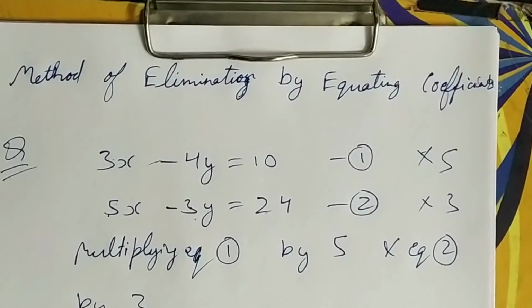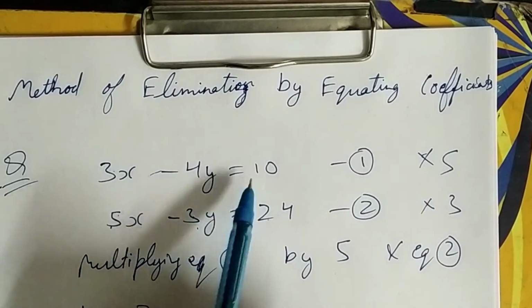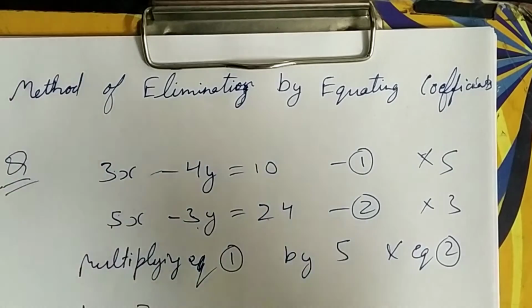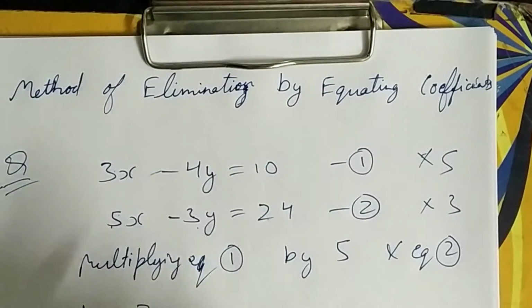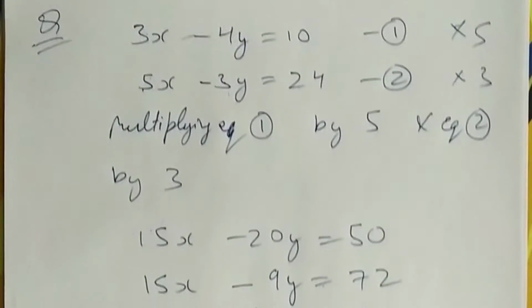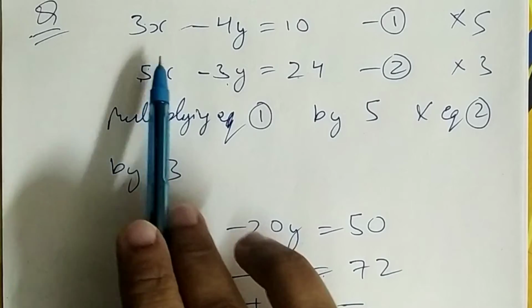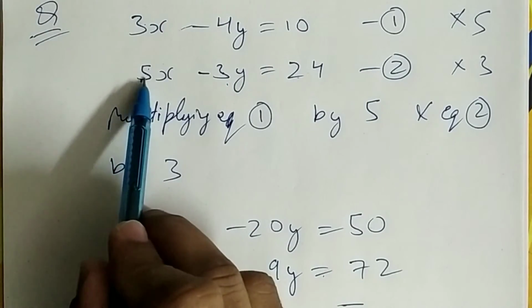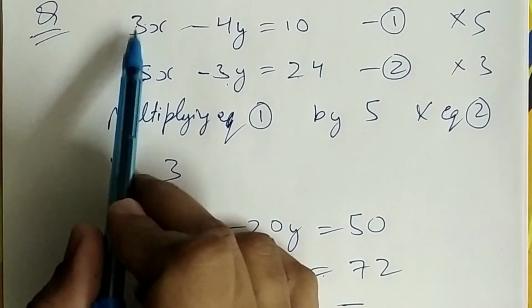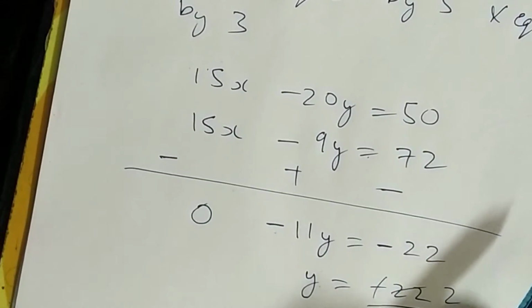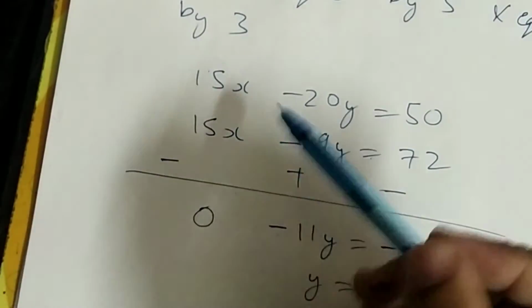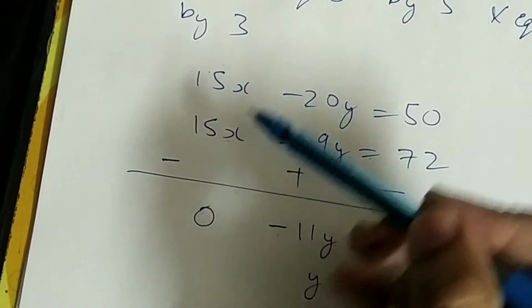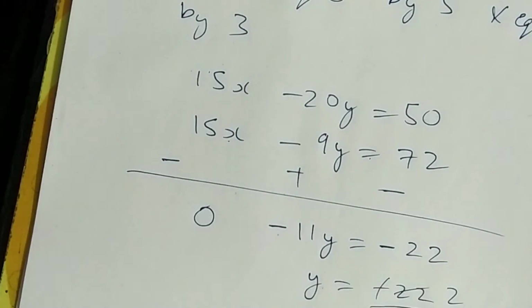Okay, I will explain one more time. Two linear equations were given. We have to apply here elimination by equating coefficients. So either we can equate the coefficients of x or y. Here we have equated the coefficients of x. So for equating x, the first equation is multiplied by 5 and the second equation is multiplied by 3. So these two are the new equations we get on multiplication. And now this is 15x, this is 15x. That means we have equated the coefficients.